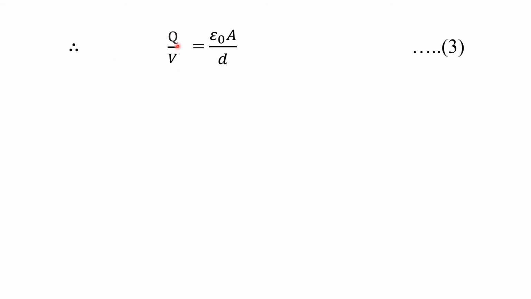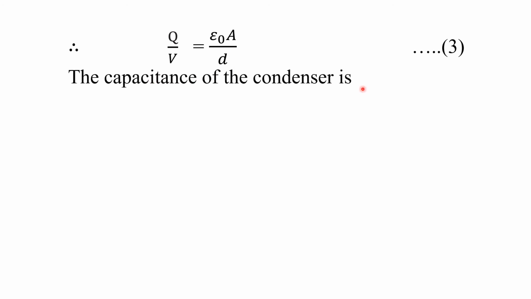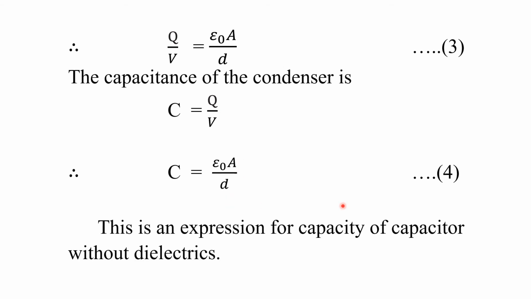Therefore, Q upon V is equal to epsilon 0 A upon d. The capacitance of a condenser is given by C is equal to Q upon V. From equation 3, we get C is equal to epsilon 0 A upon d. So this equation 4 is nothing but the expression for the capacity of a parallel plate capacitor without dielectrics.